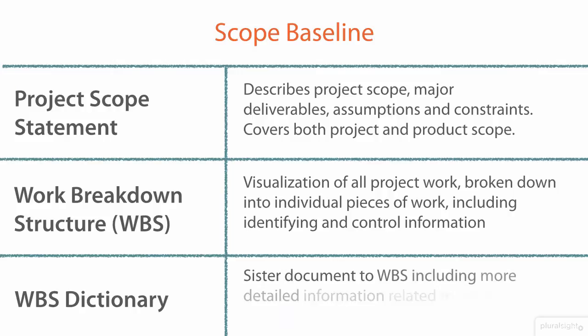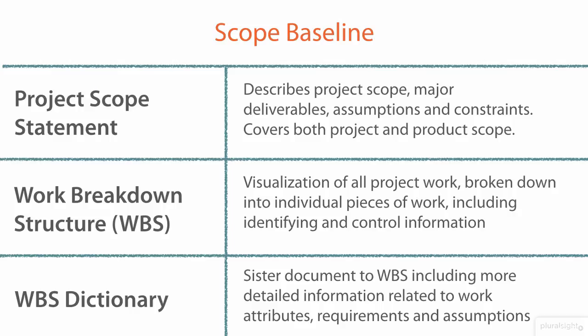Finally, the WBS dictionary is a sister document to the work breakdown structure. It includes more detail. Because the WBS is very visual in nature, it looks sort of like an organizational chart most of the time. There's not necessarily room for all of the information you need to actually accomplish the work shown at each level of that hierarchy. That's where the WBS dictionary comes into play. It includes more detailed information related to work attributes, requirements, and assumptions.